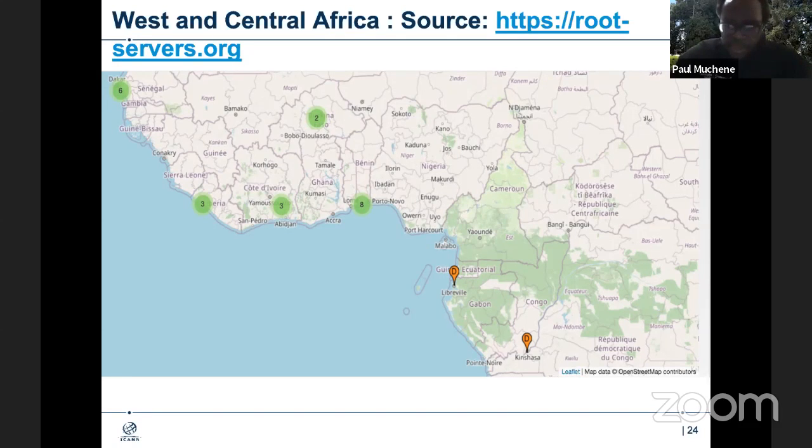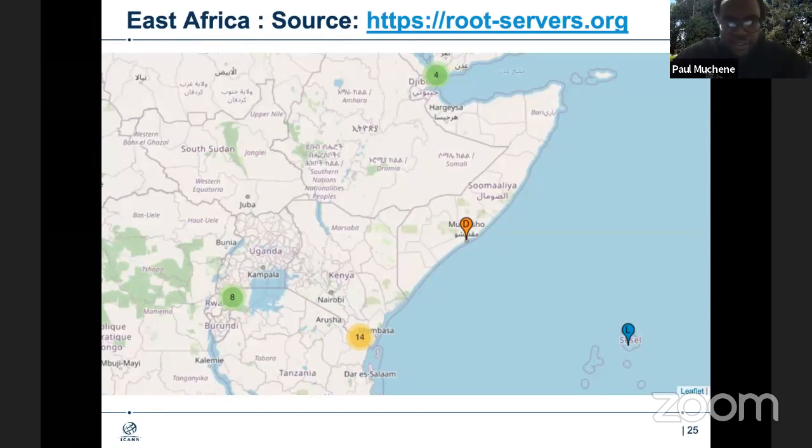The other one is in Eastern Africa. I'd like to mention that the 14 is a bit confusing. If you zoom in, you'll find that they're distributed both in Kenya and Tanzania. Tanzania has around 8, and Kenya has 6 of them. Slightly to the west, you have Rwanda and Burundi, and in the eastern part, you have Somalia, and slightly north is Djibouti and the Seychelles. That's the current deployment in Eastern Africa.